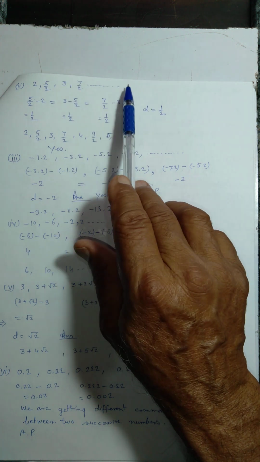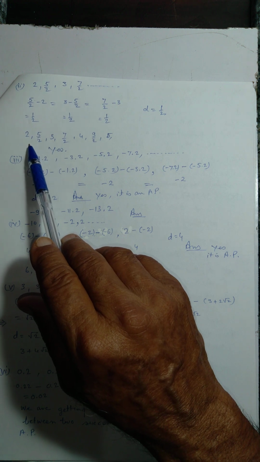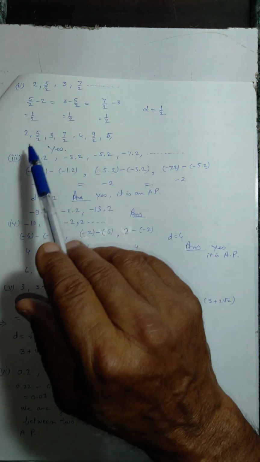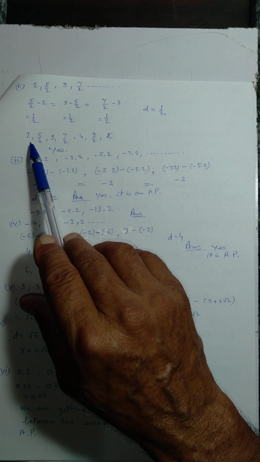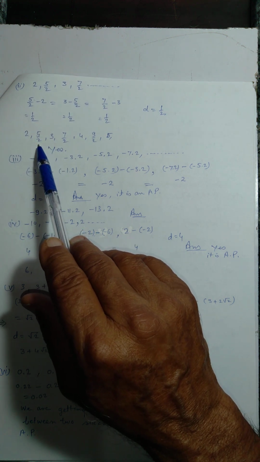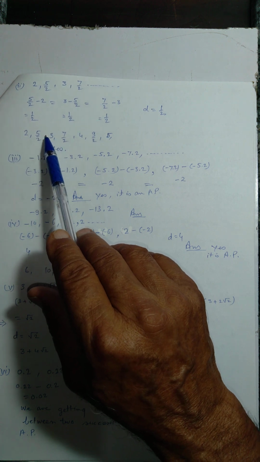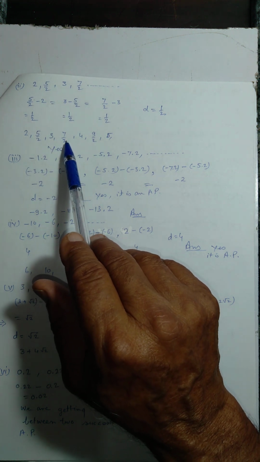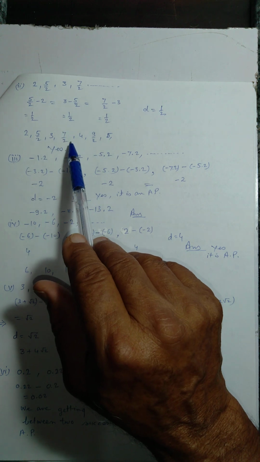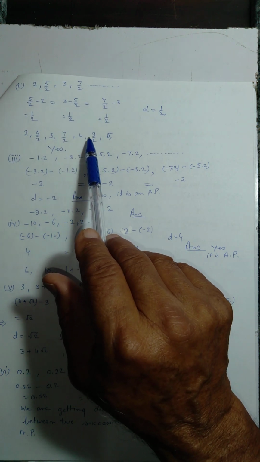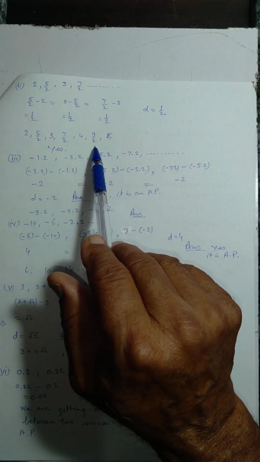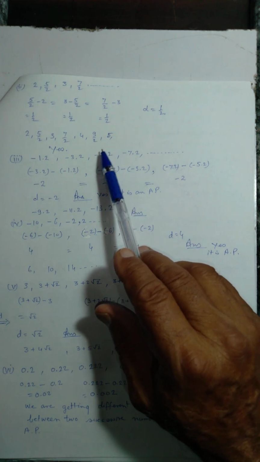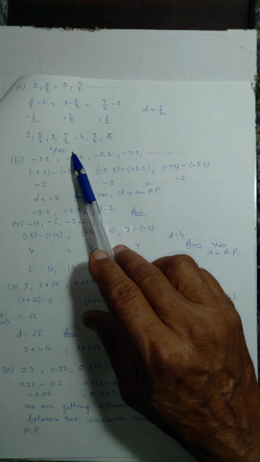We have to write the next 3 terms. So you just add 7 by 2 plus 1 by 2, that will be equal to 4. 4 plus 1 by 2, again it will be 9 by 2. 9 by 2 plus 1 by 2, that will be equal to 5. So yes, it is an arithmetic progression.